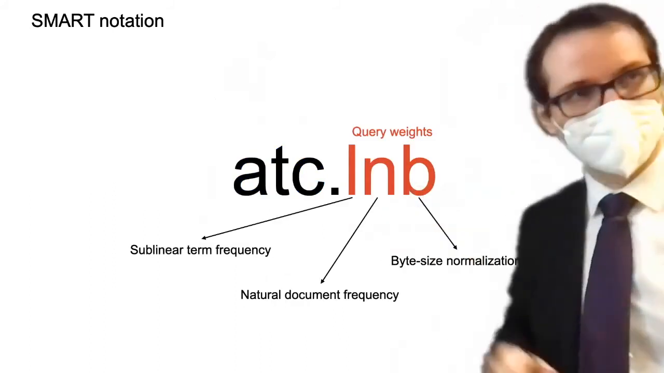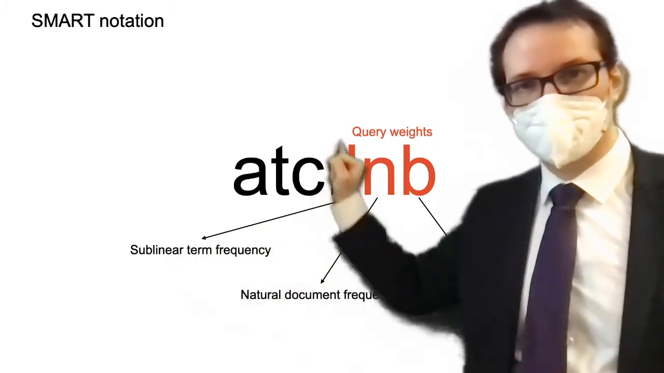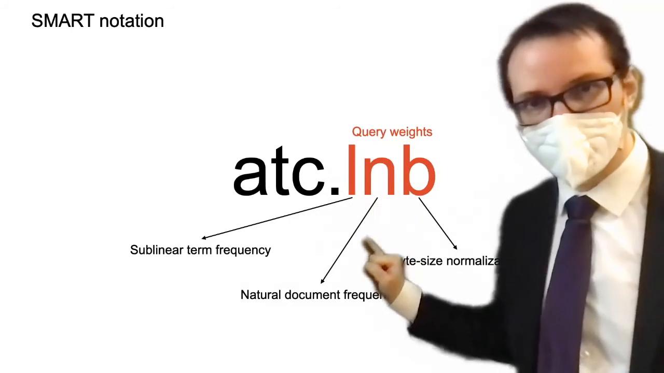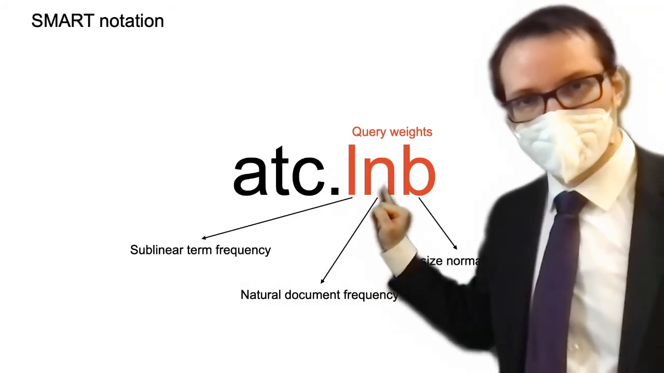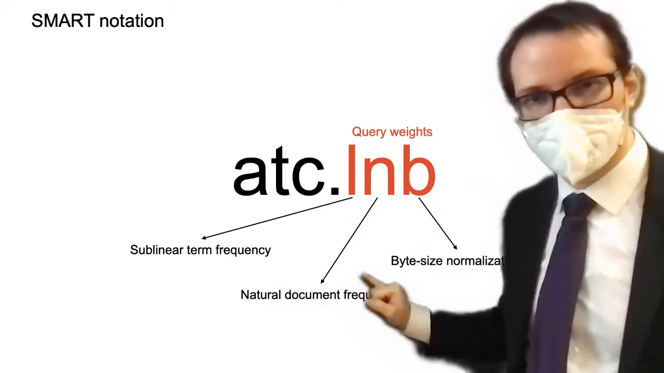What you have on the right is the query. For the query vector, here we use the sublinear term frequency to modify the term frequency part. We don't use any IDF, so it's the natural document frequency, that's the N.